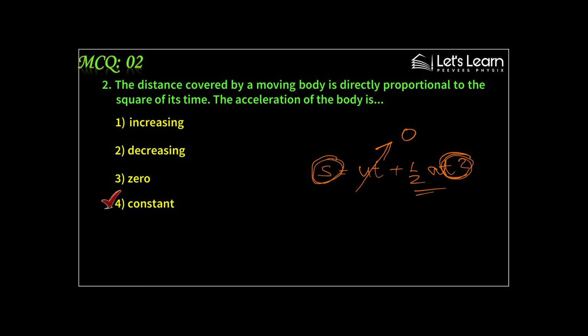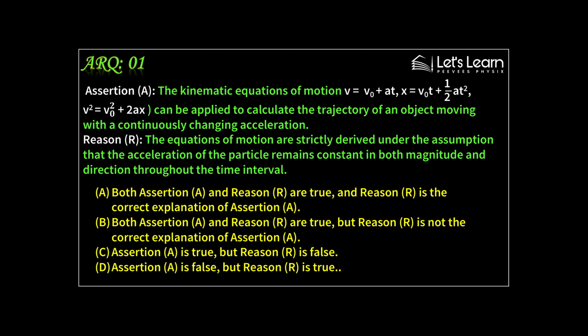We do some ARQs. The first ARQ: the kinematic equations can be applied to calculate the trajectory of an object moving with continuously changing acceleration. No, acceleration has to be constant. So assertion is false. And let's see the reason. The equations of motion are strictly derived under the assumption that acceleration is constant. That is true. So assertion is wrong. Reason is true.